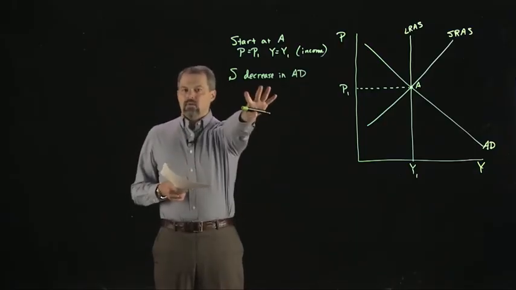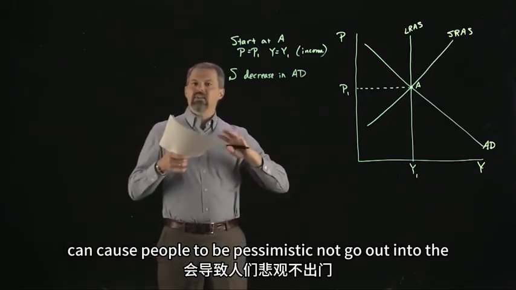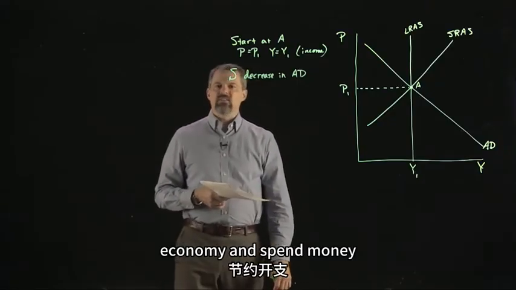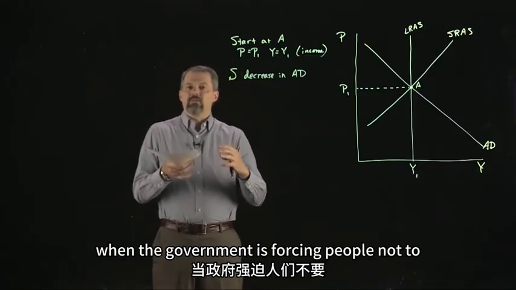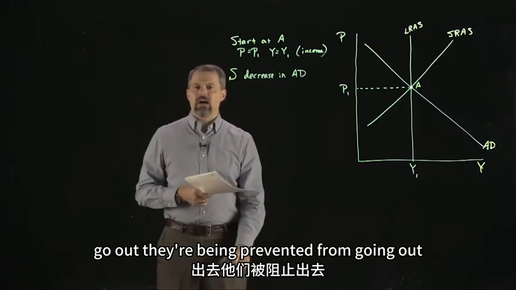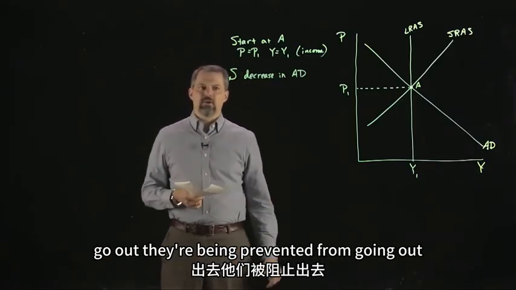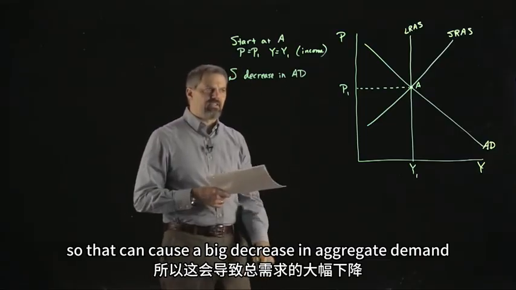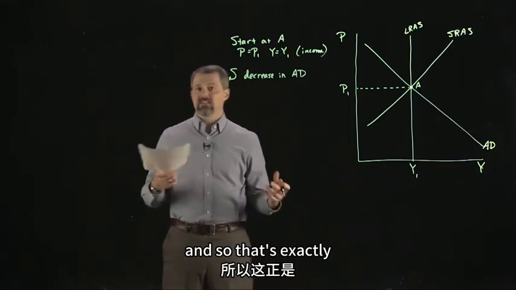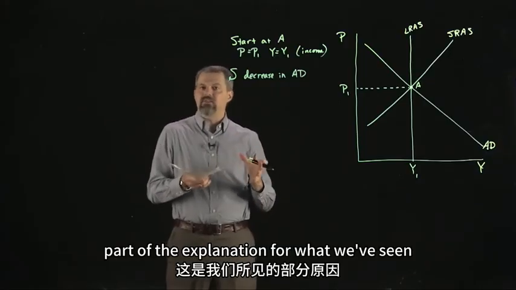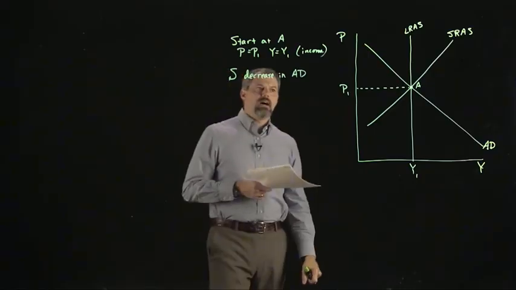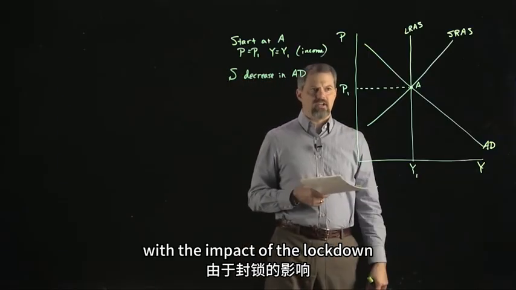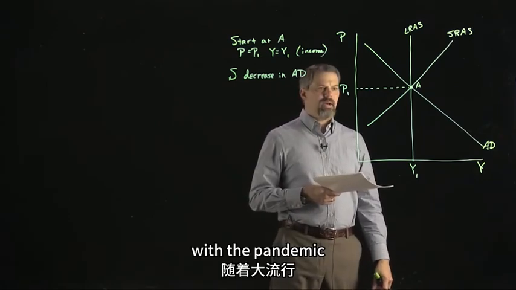COVID-19 can cause people to be pessimistic, not go out into the economy and spend money, and especially when the government is forcing people not to go out. They're being prevented from going out and spending money. So that can cause a big decrease in aggregate demand. And so that's exactly part of the explanation for what we've seen with the impact of the lockdown, with the pandemic.